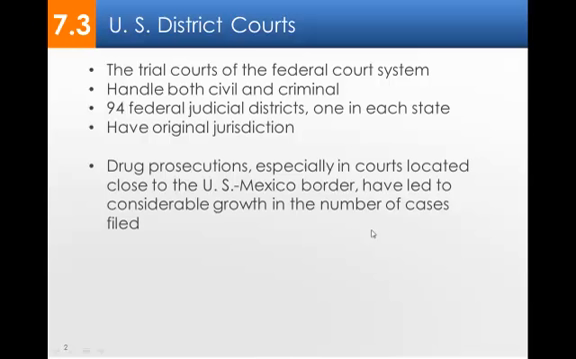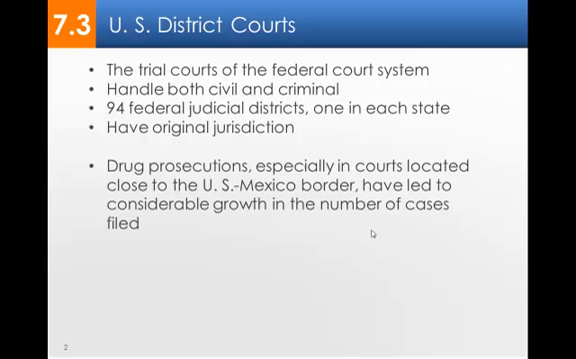Okay, so this is Chapter 7, Part B, the remaining slides from this chapter. And we just finished with the state courts, and now we're ready to talk about U.S. district courts. The U.S. district courts are the trial courts at the federal level. And again, they also have both civil and criminal.